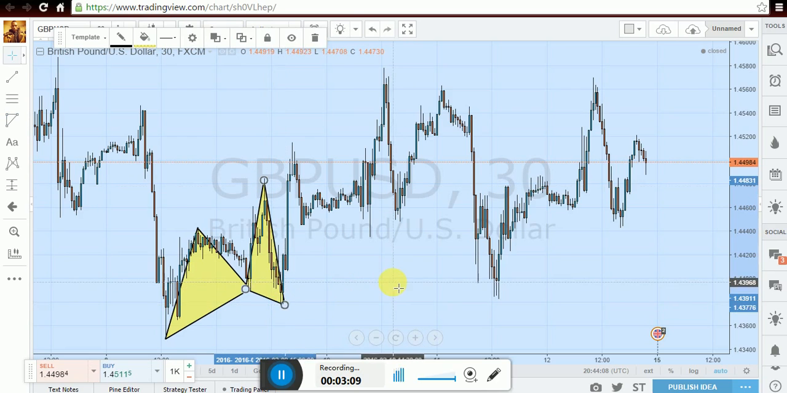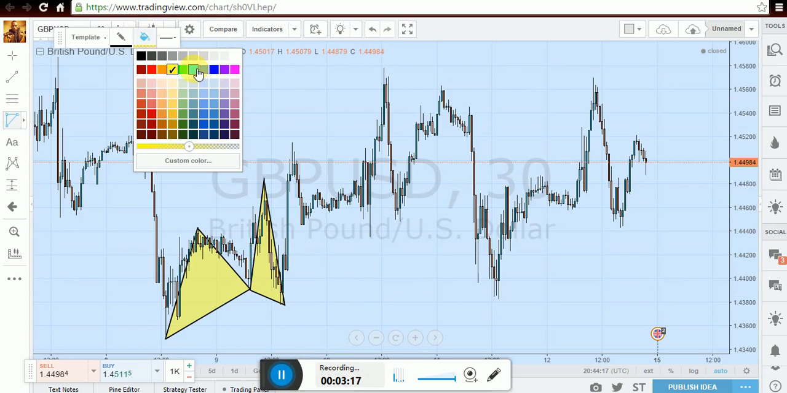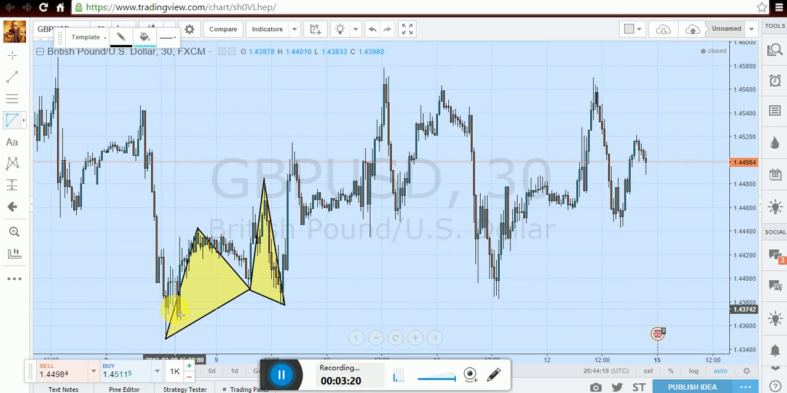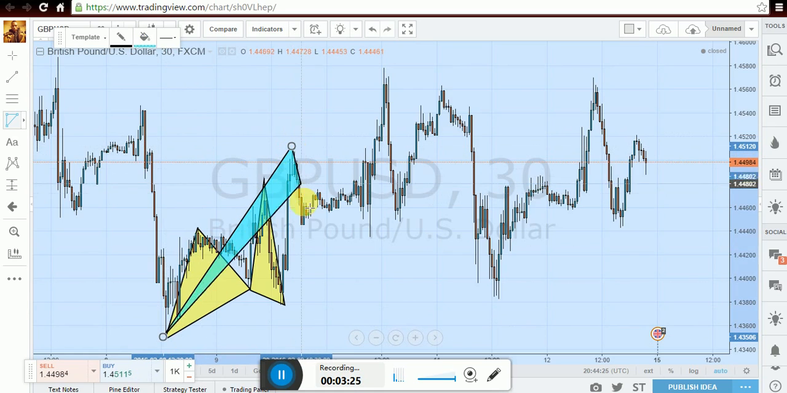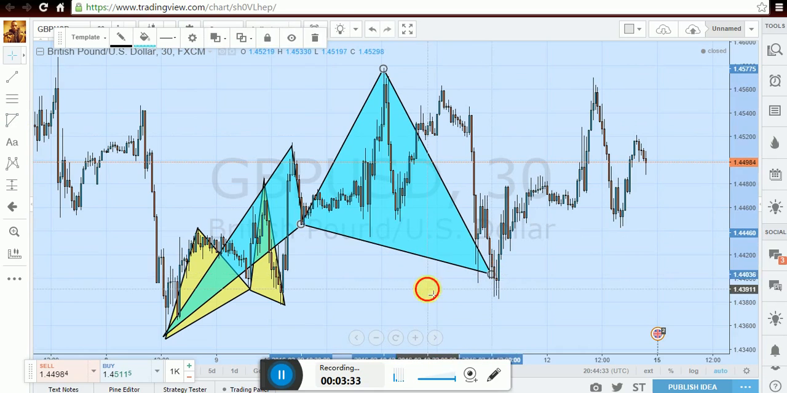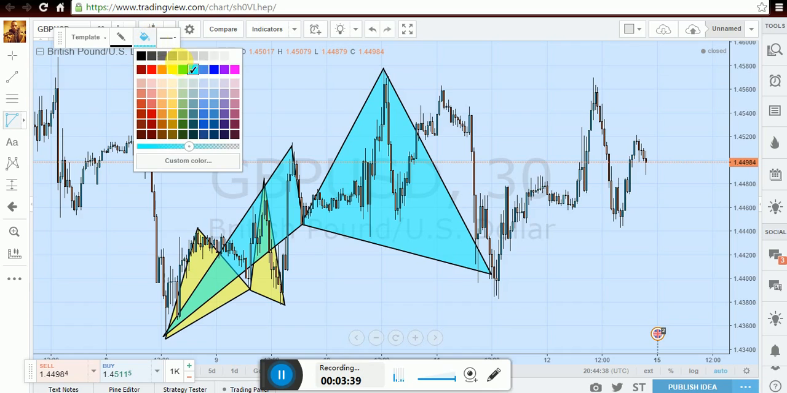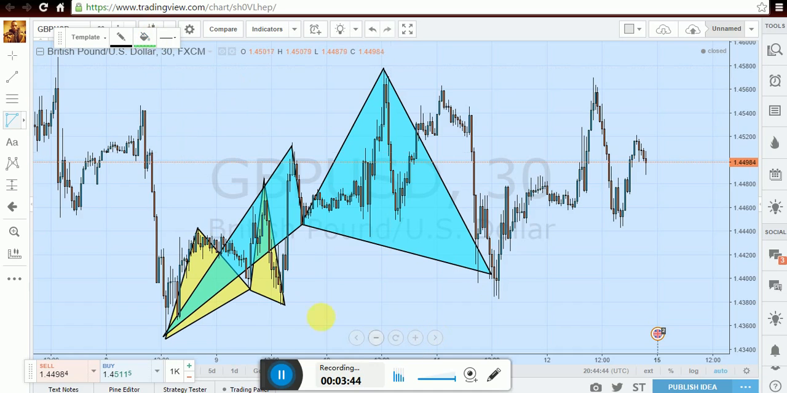Got a Cypher pattern here that ended up being a painless winner. The next pattern, bring up a different color. Another Cypher pattern that brought up a winner. The next one, let me try green. Another Cypher pattern.